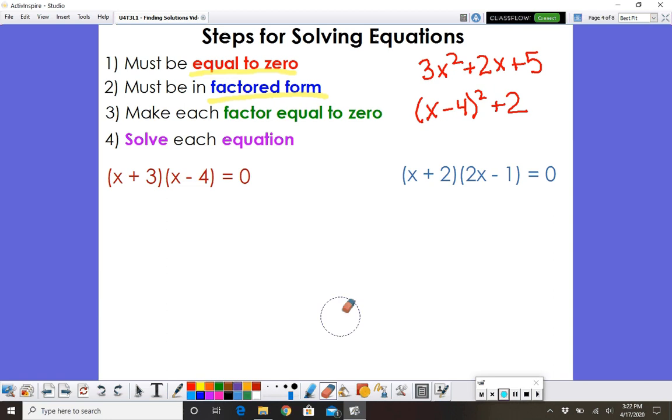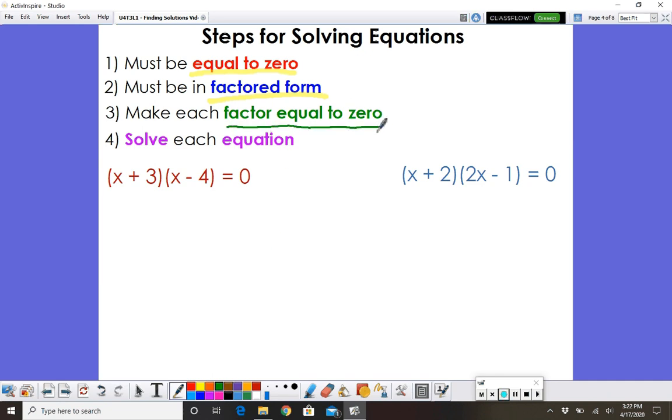Okay, so back to our solution here. Because we know we have it equal to 0, and we know it's in factored form, our next step here is we're going to take each factor and make it equal to 0. So I'm going to start here. I'm going to take this factor, x plus 3, and set it equal to 0, because this factor, if it equals 0, makes the whole thing 0. And then it says take each factor. So I'm going to take this factor here and make it equal 0.